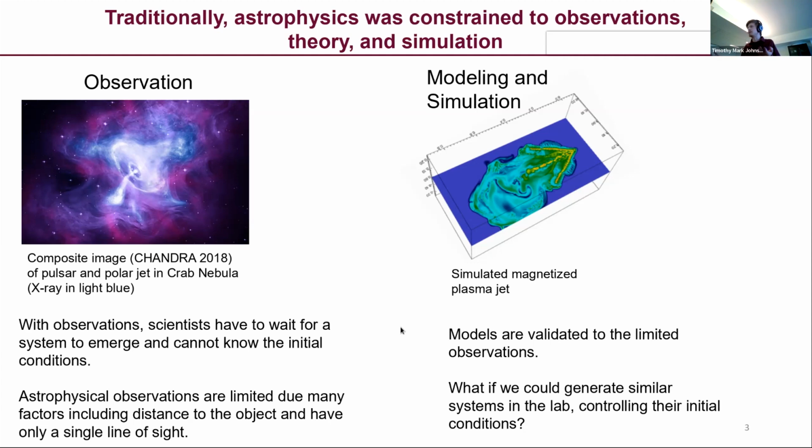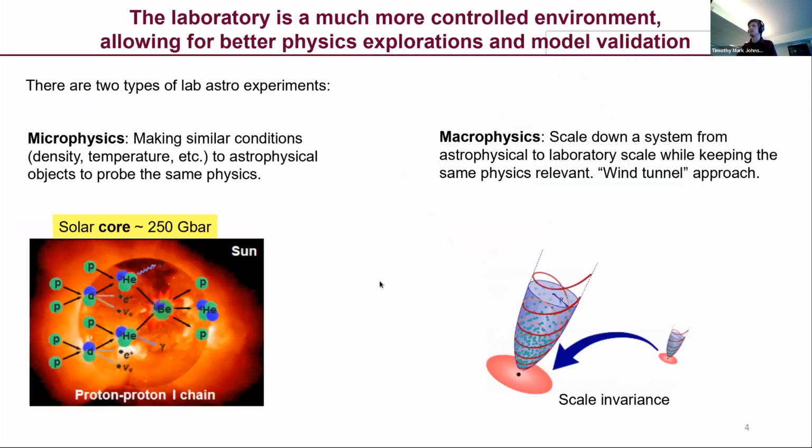But what could we do if, for example, we could create things in the laboratory and fill in these gaps in our models and know the initial conditions of objects? That's what laboratory astrophysics aims to do. The laboratory is a much more controlled environment than space, and it allows for better physics exploration and model validation. So in general, there are 2 different types of laboratory astrophysics experiments.